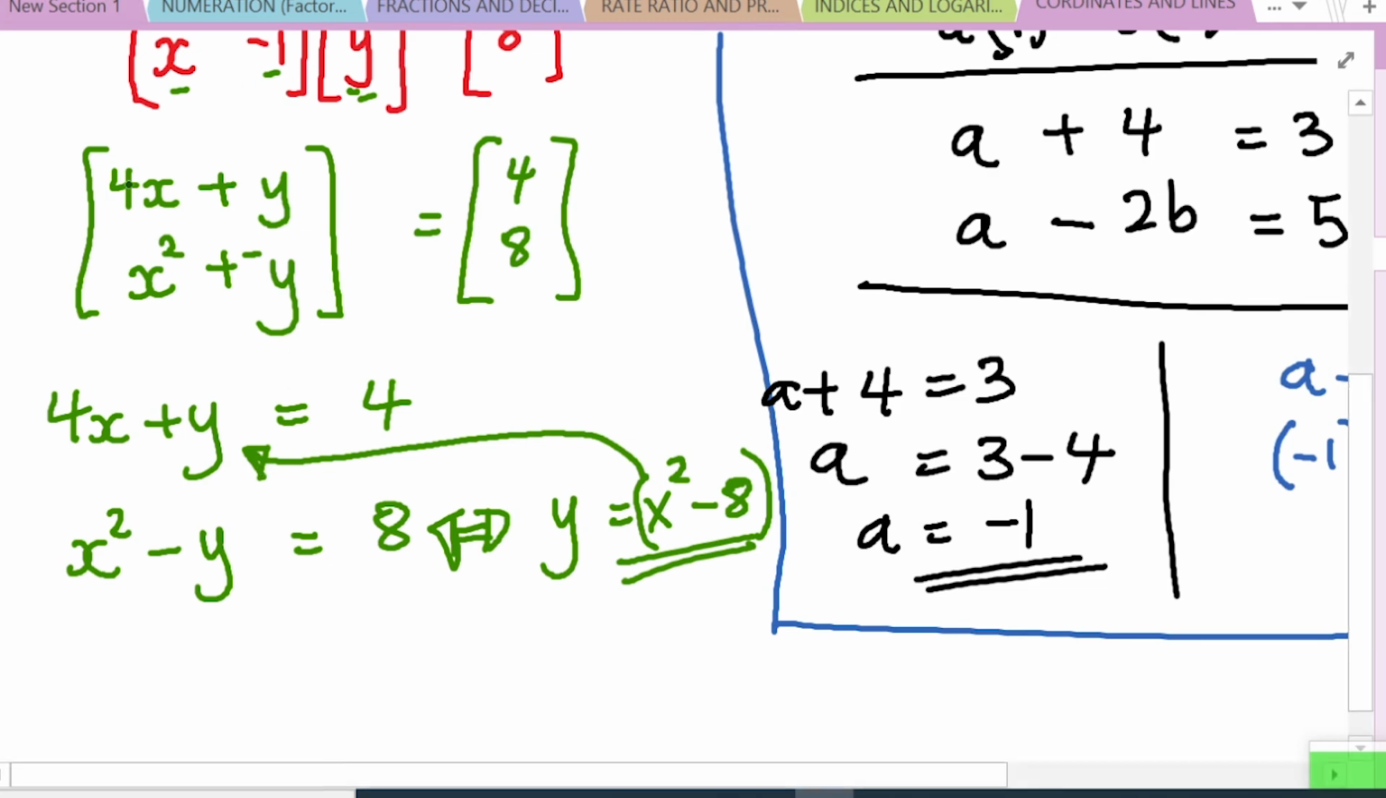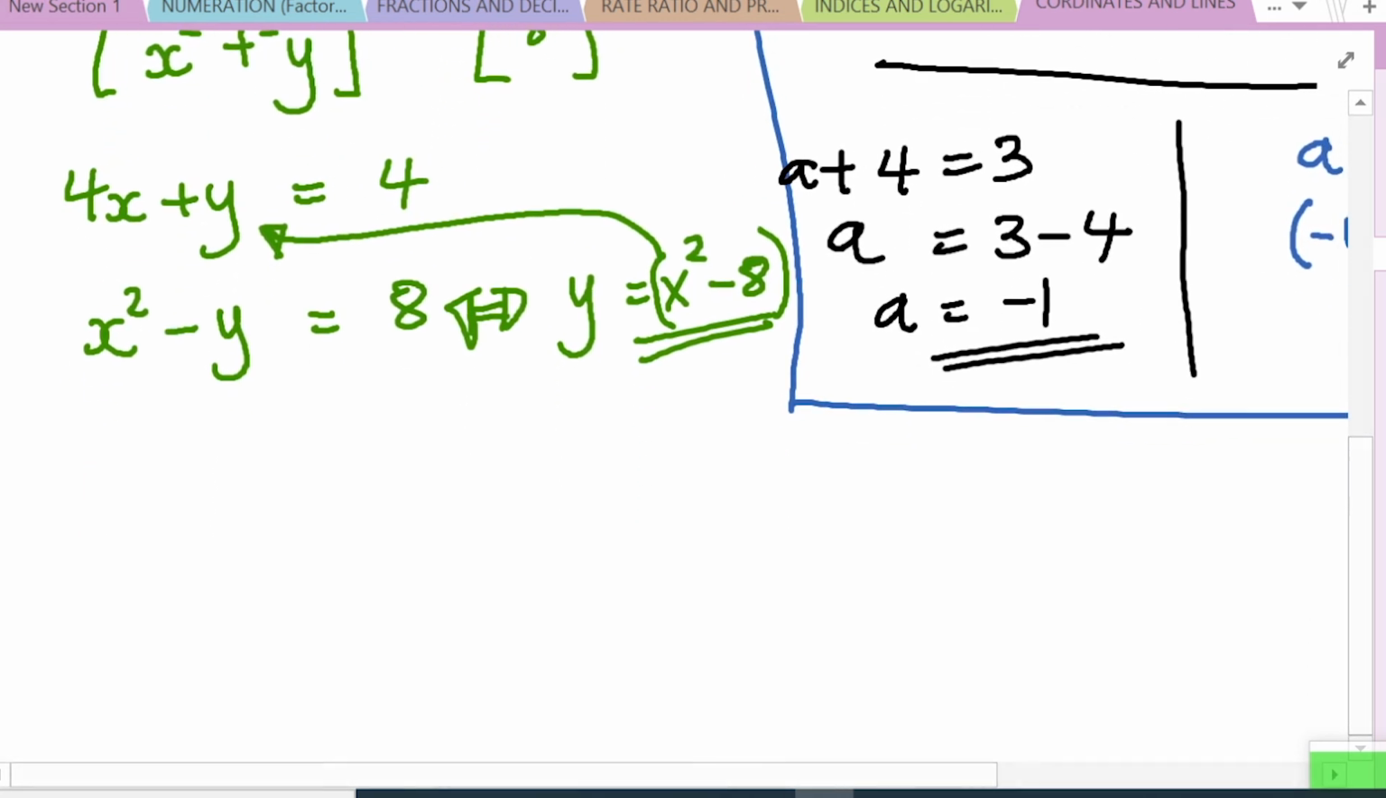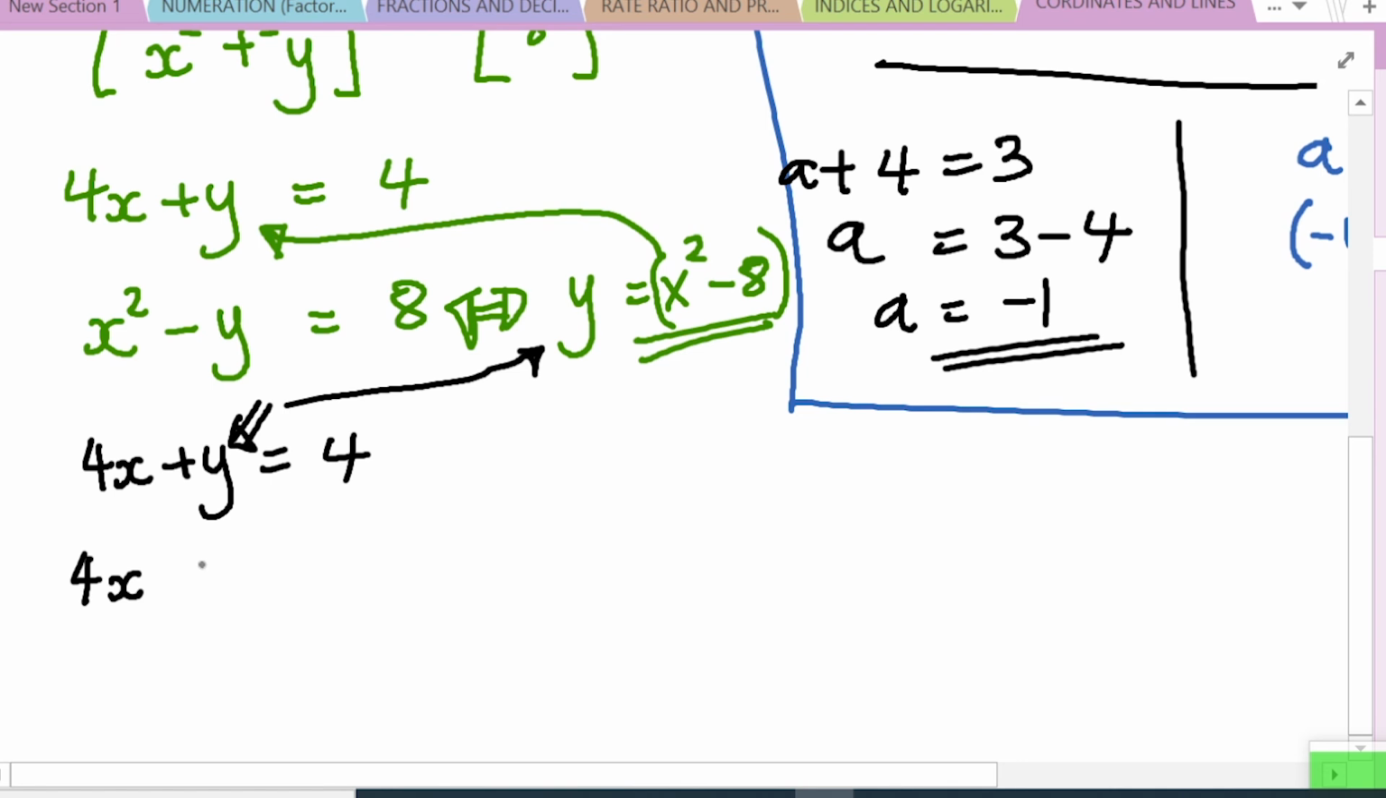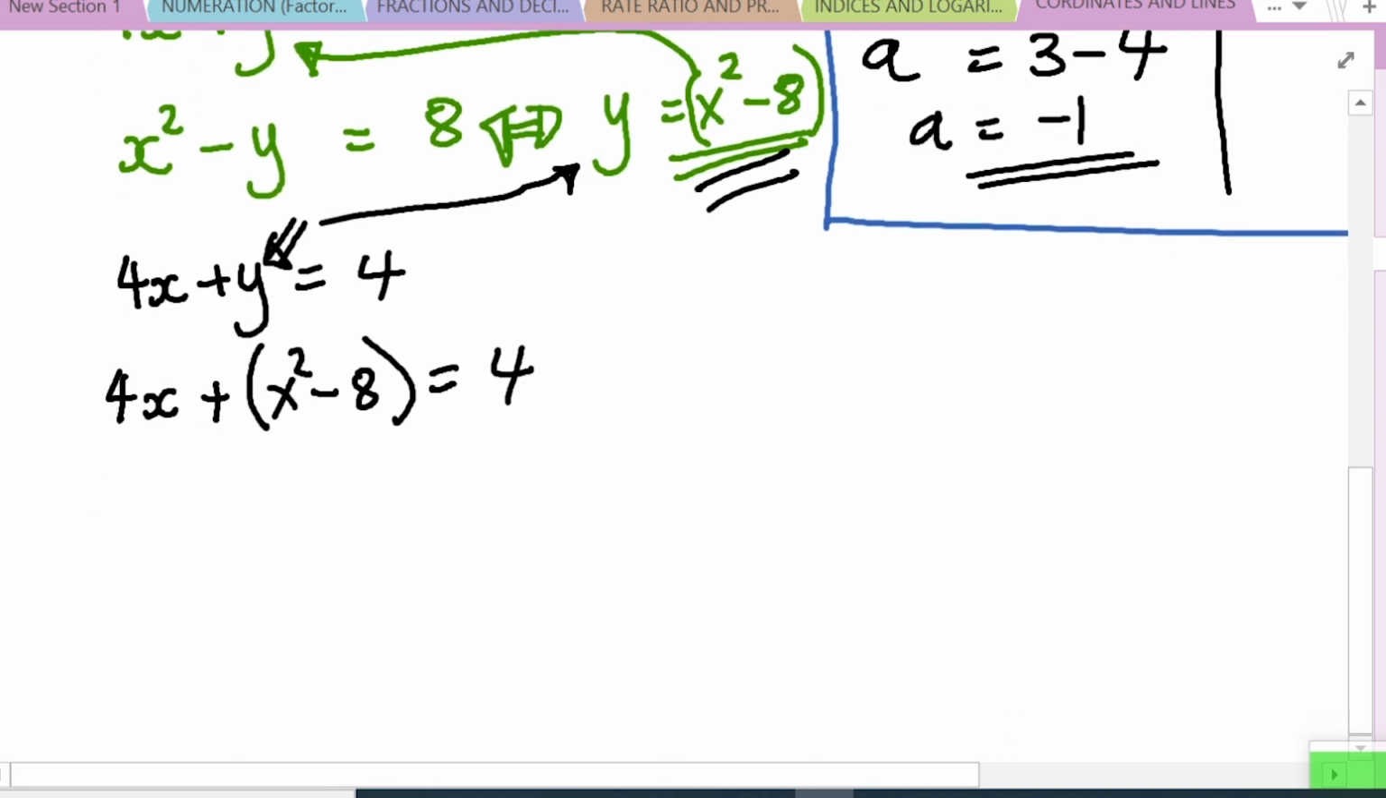So our first equation is going to become 4x plus y is equal to 4. Now in the place of y, let's put that value of y which we got. So it becomes 4x plus our value of y, which happens to be x squared minus 8, is equal to 4. So let's proceed and solve this.